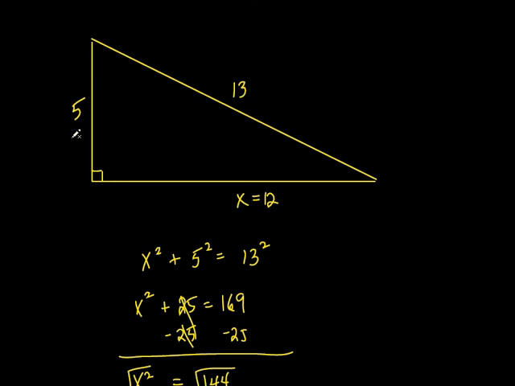We had 3, 4, 5. What do you think we'll call this one? 5, 12, 13. There's quite a few special triangles. It's hard to memorize them all, but this is one that shows up every once in a while.